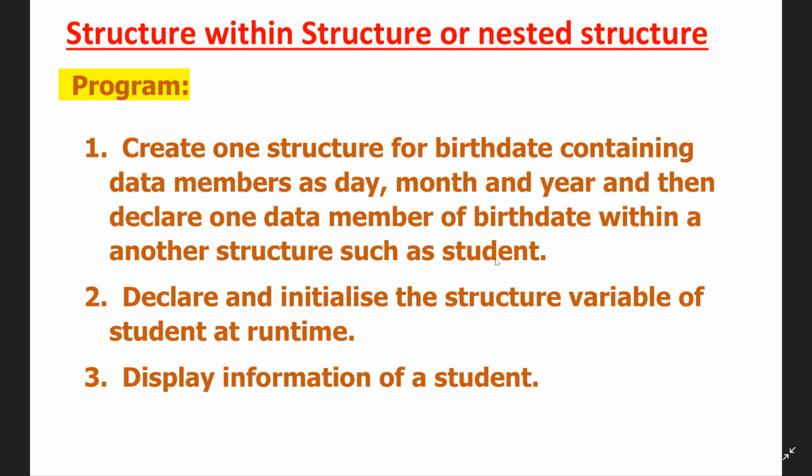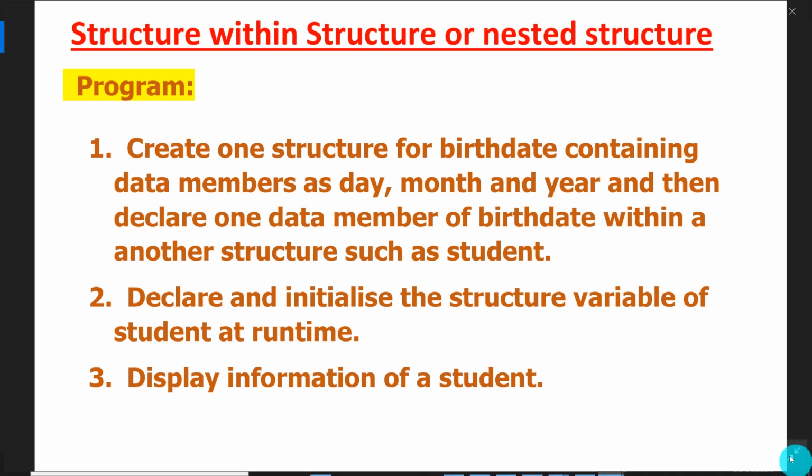Here the student nested structure has three data members. One is the roll number, second is the name, and third is the student's birth date. And birth date we have to take from the structure birth date. So declare and initialize the structure variable for student at runtime, then display the information of student. So first initialize it at runtime, that is, take the values of roll number, name and birth date of the student from the user and display it.